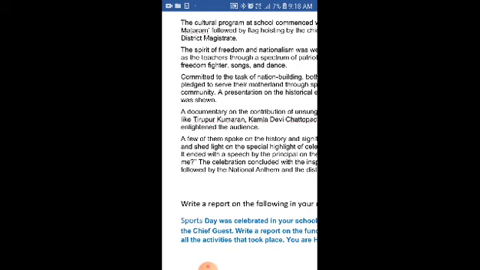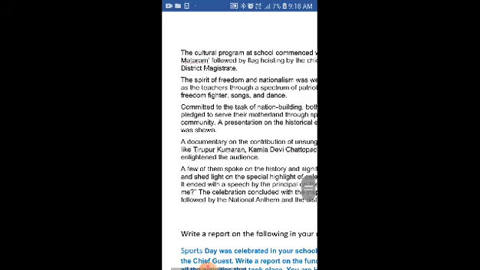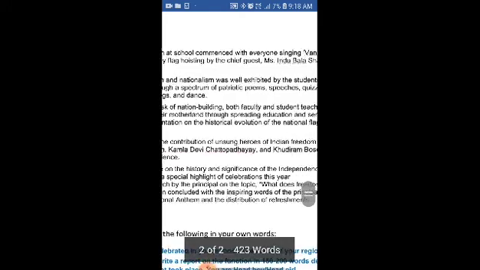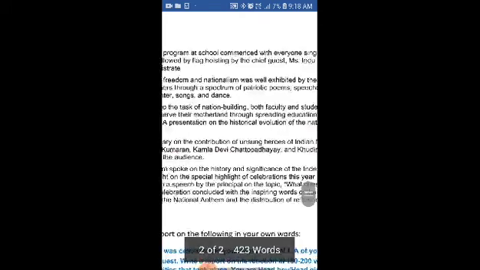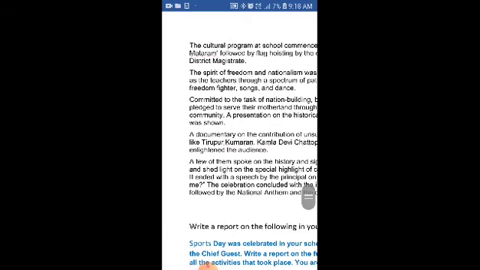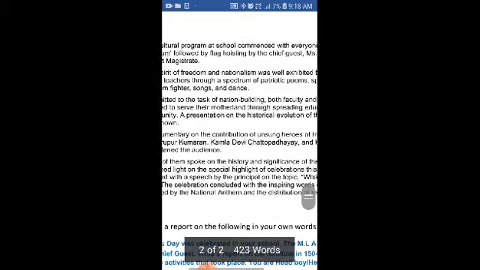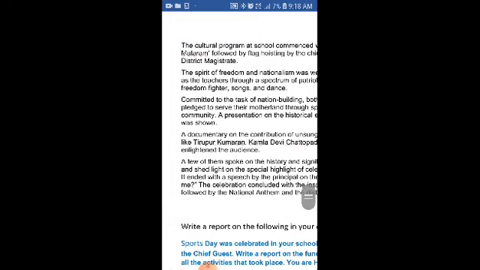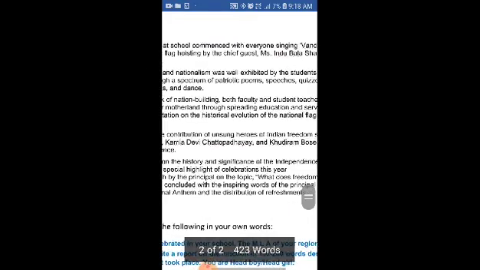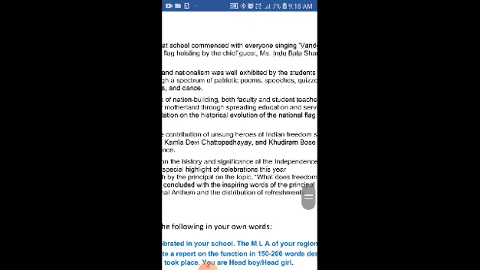Now this is the conclusion. It ended with a speech by the principal on the topic, "What does freedom mean to me?" The celebration concluded with the inspiring words of the principal ma'am, followed by the national anthem and the distribution of refreshments. So this was all about how to write a report.